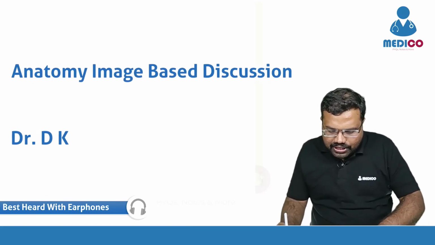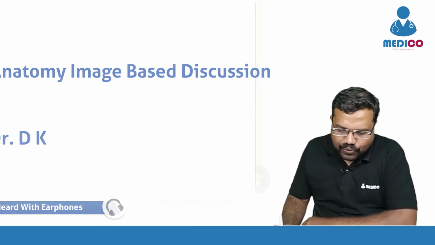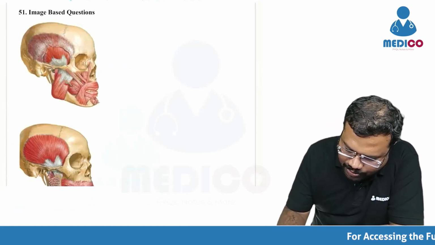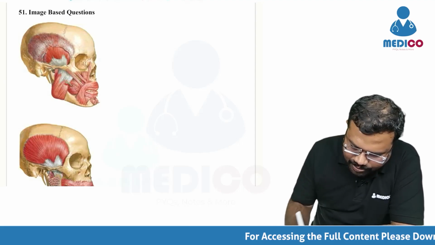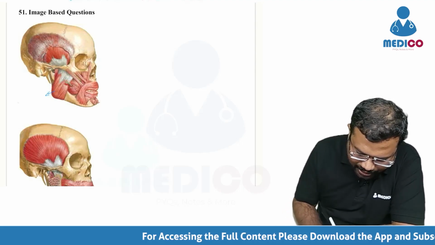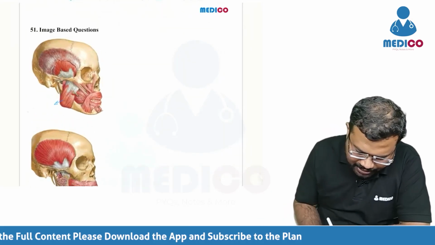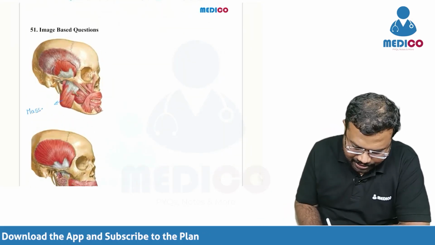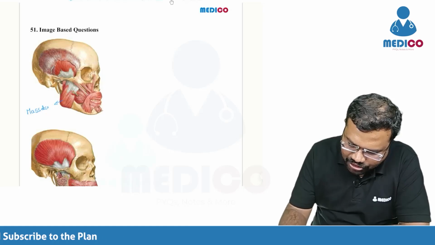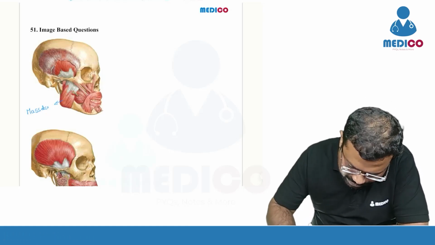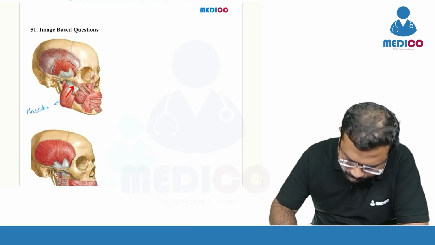The second image based question is the muscles of mastication and what are its functions. With respect to muscles of mastication, the first muscle that is present on the external side is called the masseter. If you look at the direction of these fibers, the fibers are directed forwards and upwards.